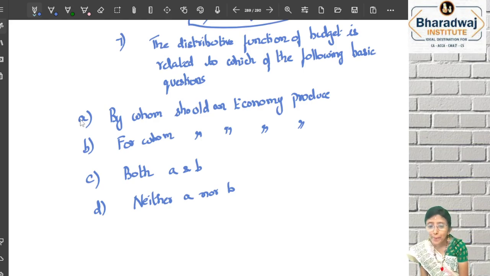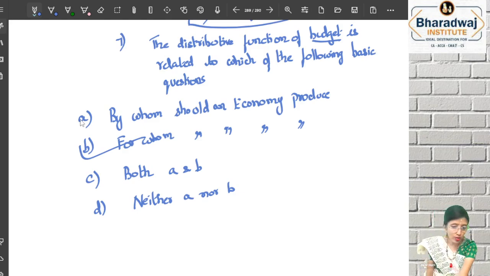Option B. Okay. Yes, perfect answer. For whom should an economy produce? The addition of this term budget and all is to divert you from the main core. You know, distribution is always for whom. There only we studied the effective demand principle, for whom it addresses the question. Progressive taxation, employment reservation, perfect answer. It is not by whom. To confuse you, they make it look like both A and B, but it is for whom. Are you clear? Okay. Eighth question.